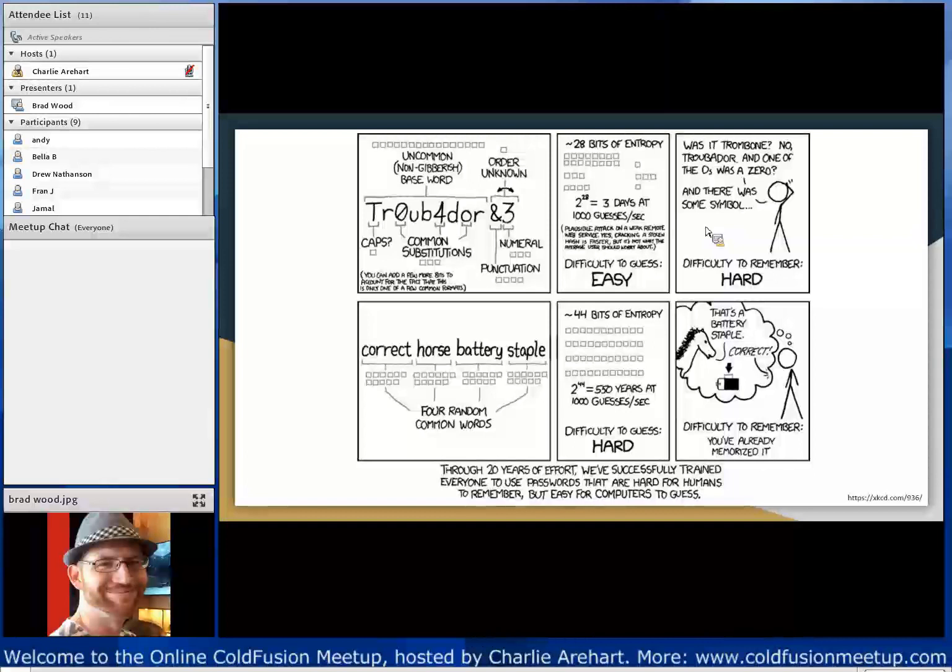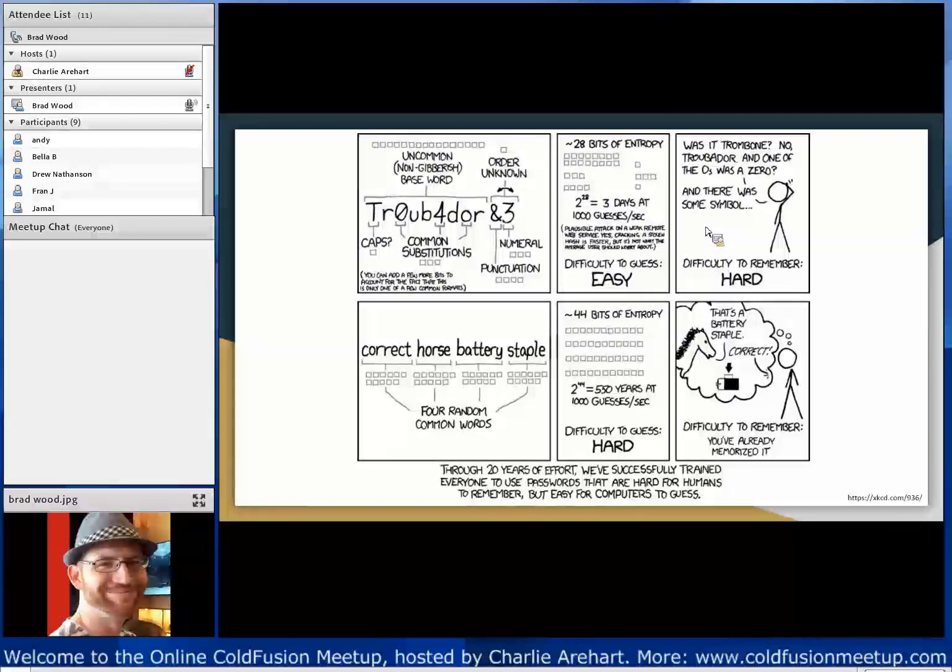So difficulty to guess: easy for a computer, right? Difficulty to remember for the human: well, hard. Was it trombone? No, it was troubadour. And there was a zero, there was an O, wasn't there a symbol? Right? Hard to remember. It's actually pretty easy for a computer to guess.